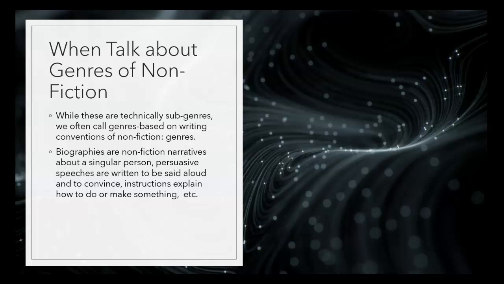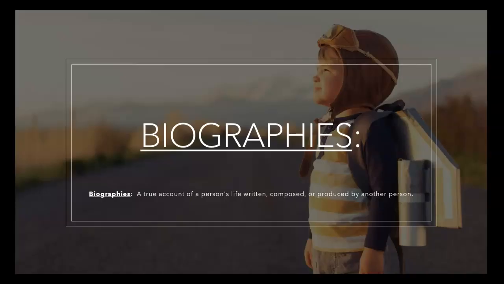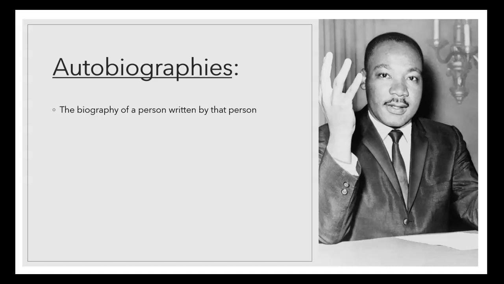We're going to focus on two kinds of narrative nonfiction genres. Biographies, a true account of a person's life, written, composed, or produced by another person later. Autobiographies, the biography of a person that is written by that person. Now, obviously, this is a very small list of nonfiction genres.